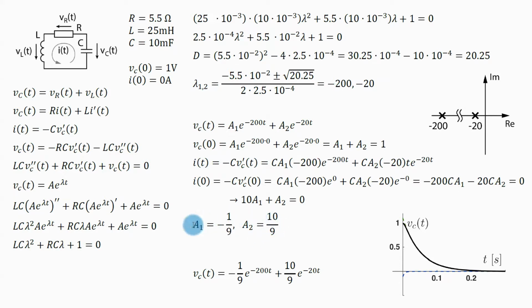Now I will take these constants, substitute them into the general solution, and that will give me this particular solution. This will describe how my voltage on my capacitor will change for these initial conditions. And I have plotted that here. Now you can see that the capacitor is discharging and its voltage is exponentially approaching zero.